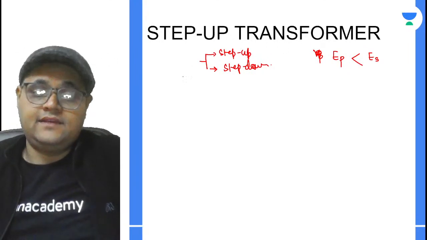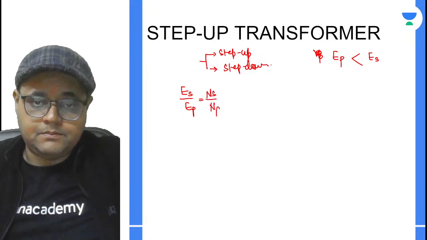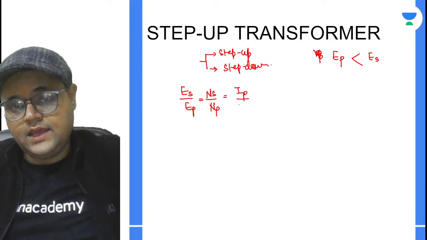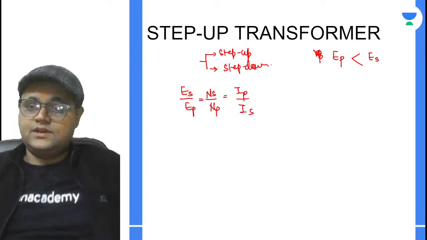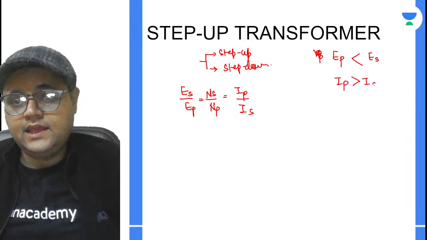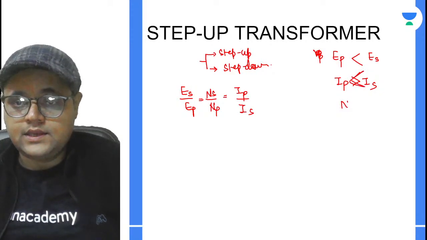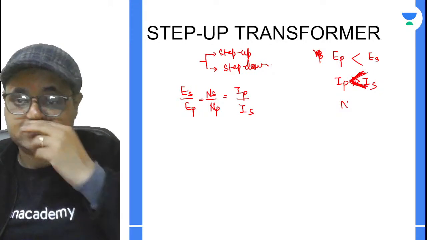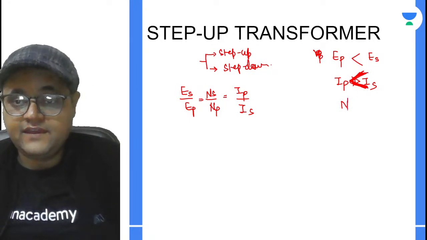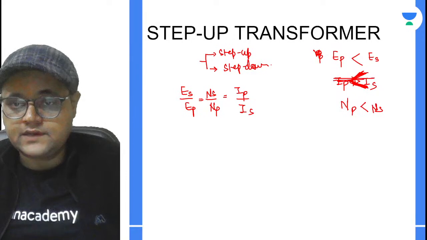And you know the relation: ES upon EP is equal to NS upon NP is equal to IP upon IS. This is the relation. Now, if ES is greater than EP, obviously IP will be greater than IS. Here the inverse relation will be applicable. Why? And you will be having NP less than NS. I guess no, let's correct it.